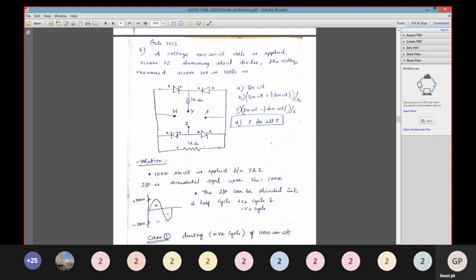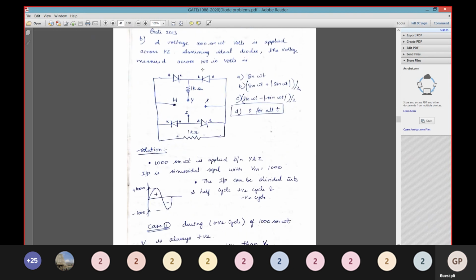Okay, so this is one of the very interesting questions. It's very easy also. A voltage of 1000 sin omega t volt is applied across Y and Z. Assuming ideal diodes, the voltage measured across W and X, V_WX, in volt is.